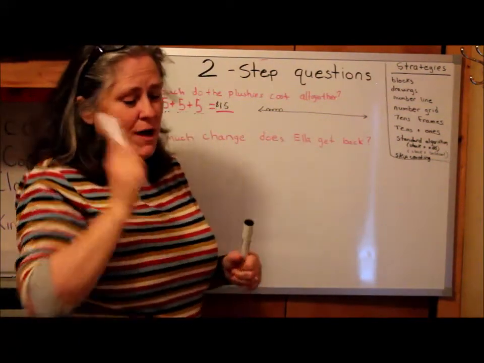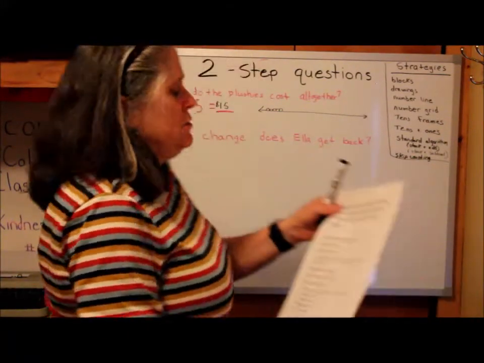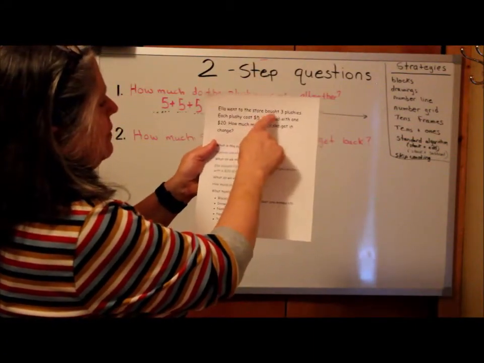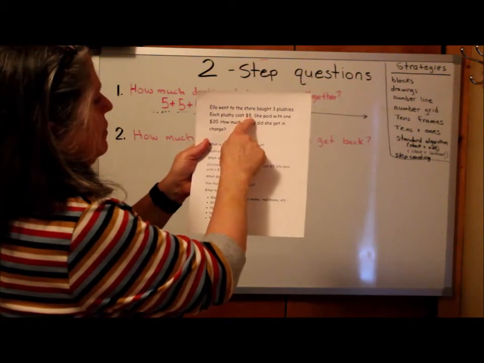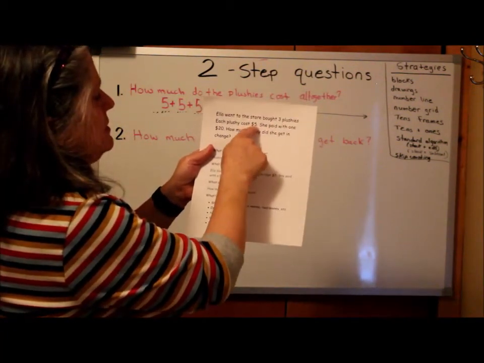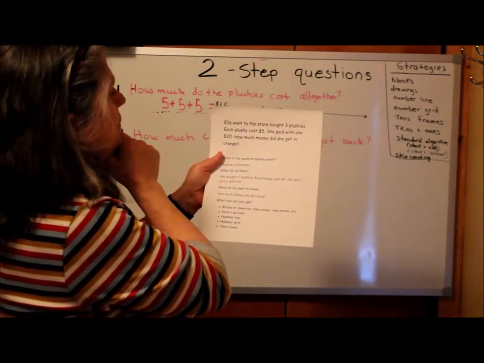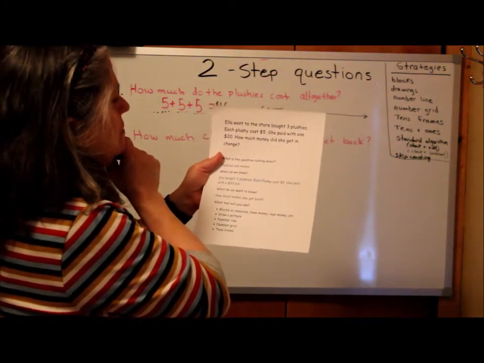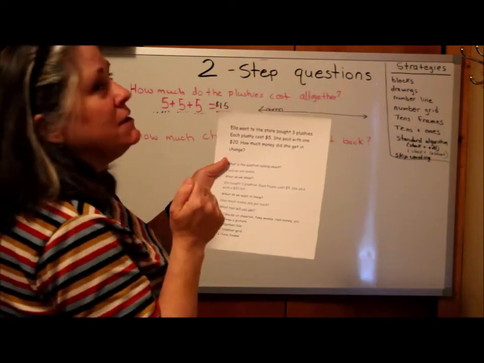So now we have to go back into our question, and think, what else do we know? So Ella went to the store and bought 3 plushies. Each plushie cost $5. So now we know that Ella went to the store and she had to spend $15. That's what we just found out. She paid with $20. How much money did she get in change?